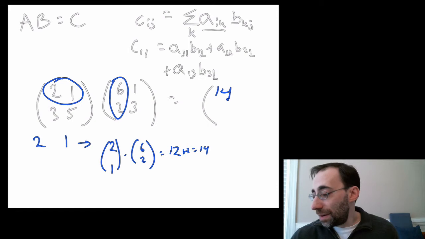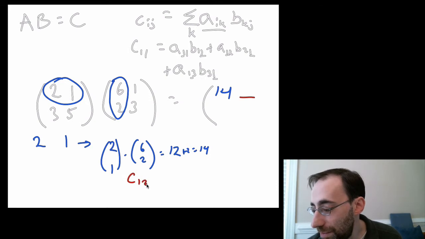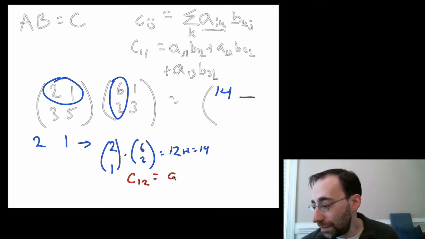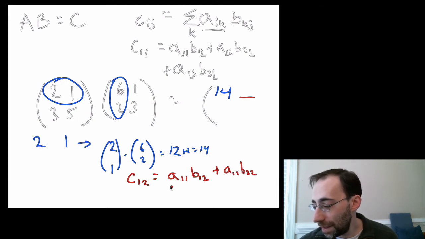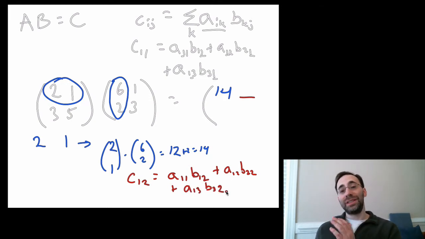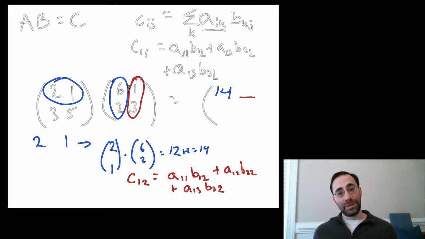Now what about the element over here, in this spot? How would we do that? From the formula, we want the first row and the second column. How would this formula up there change? What would C12 be? We'd have A11 as before, but now it'd be B12. And we'd have A12 as before, but now it'd be B22. And we'd have A13 as before, but now it'd be B32. So all that changes is the last index in the B's. What's that? That is the second column of B.